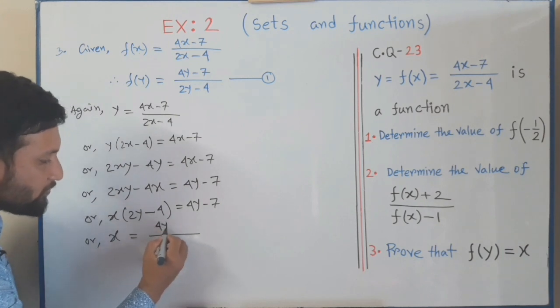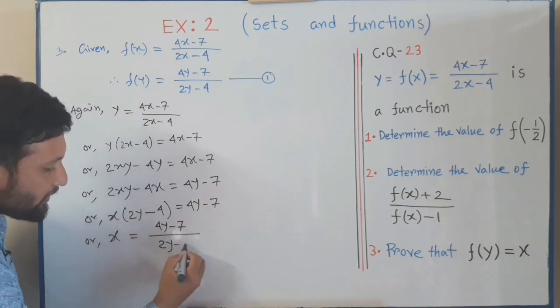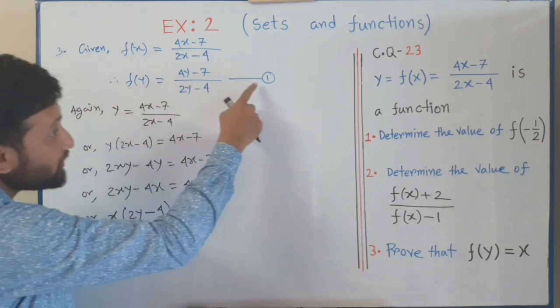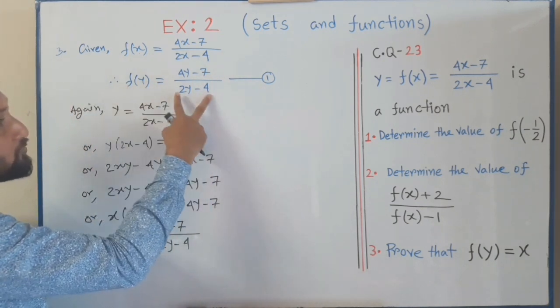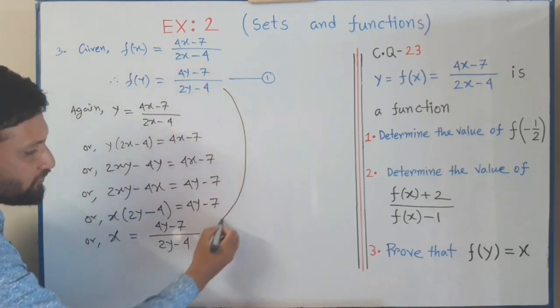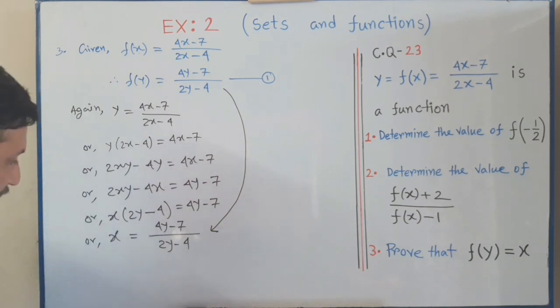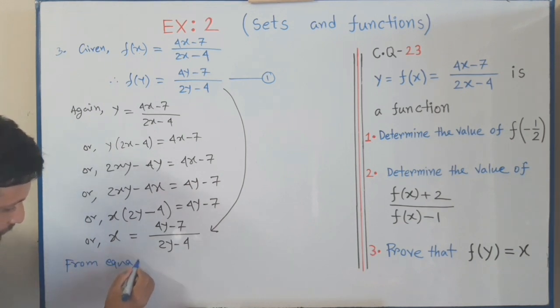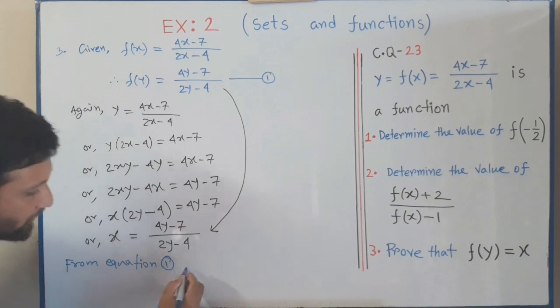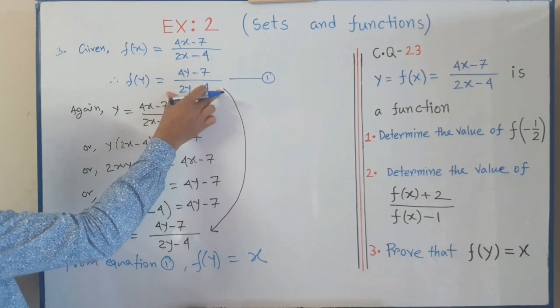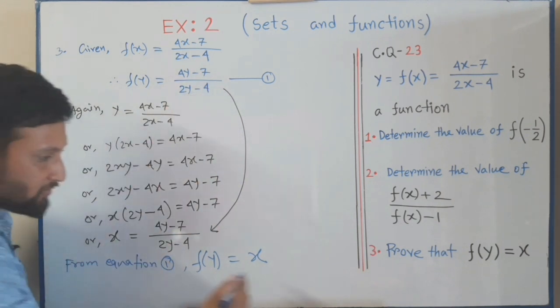So write down here 4y minus 7 divided by 2y minus 4. Here see that this is the value of x, 4y minus 7 divided by 2y minus 4. So by using equation 1, f of y equals the right hand side 4y minus 7 divided by 2y minus 4, this is the value of x. So from equation 1 we can write f of y equals x, because the right hand side of equation 1 is the value of x. So proved.